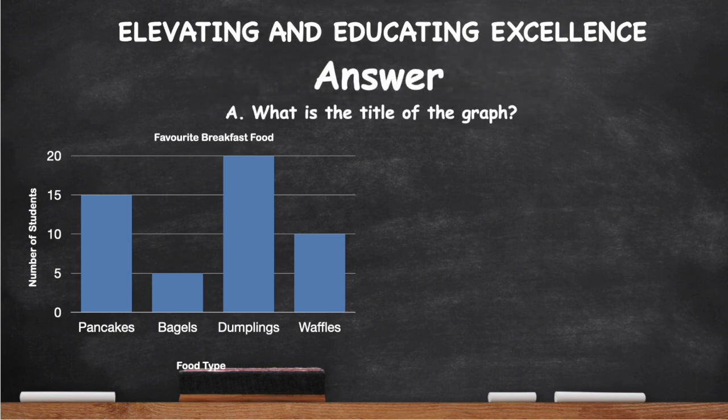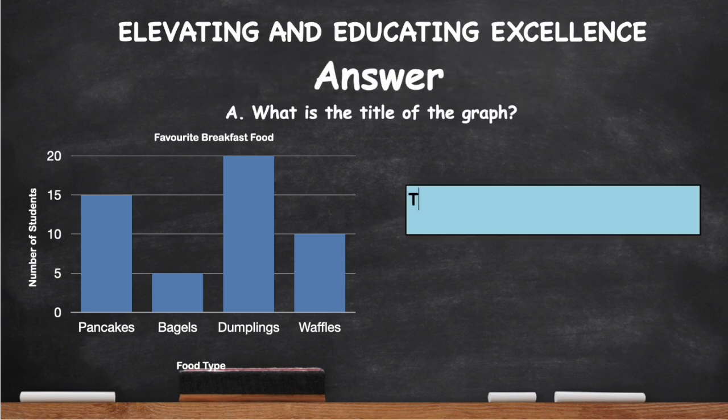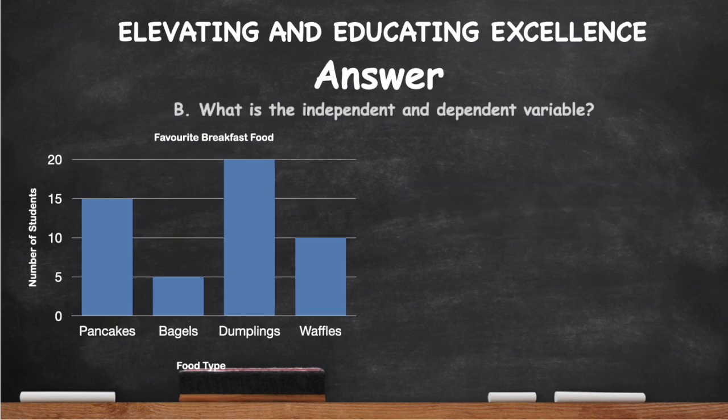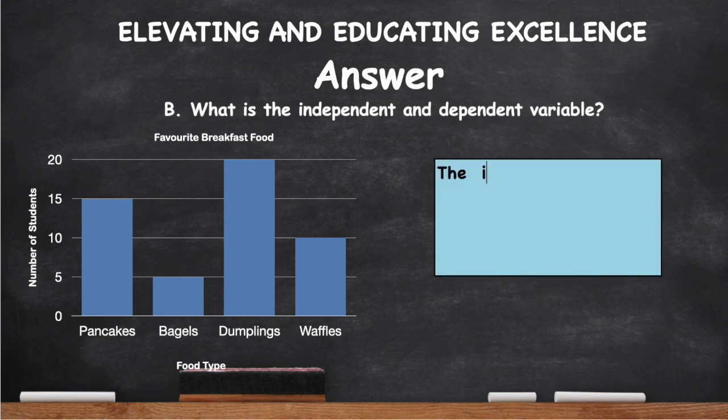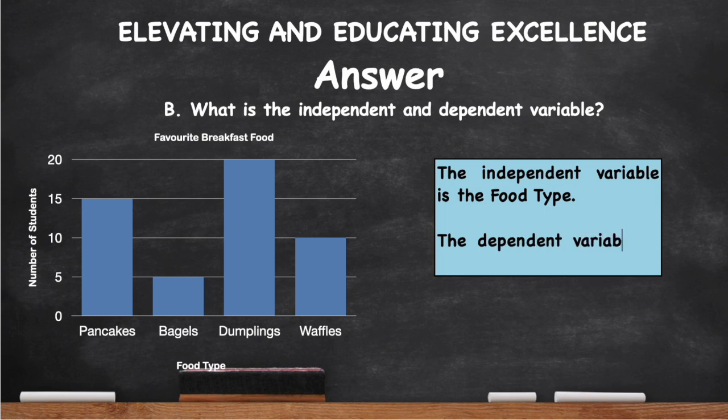Answer. A, what is the title of the graph? The title of the graph is Favorite Breakfast Food. B, what is the independent and dependent variable? The independent variable is the food type. The dependent variable is the number of students.